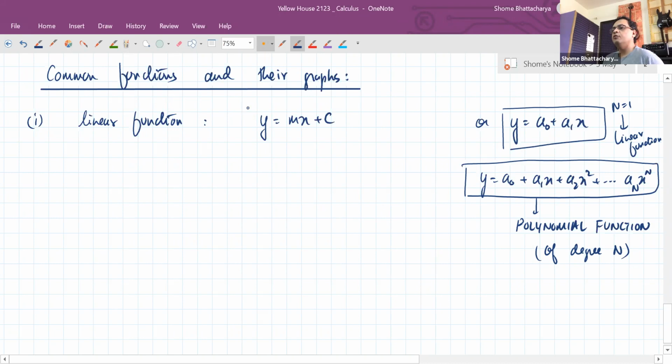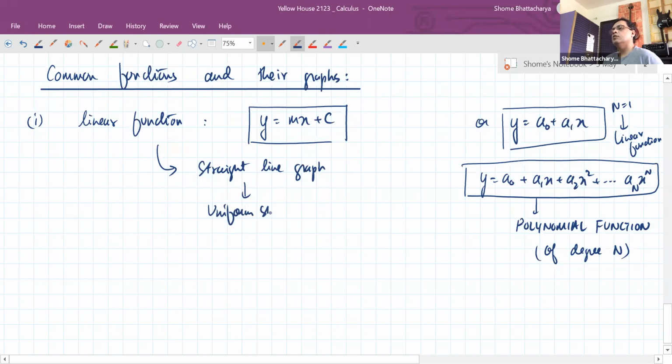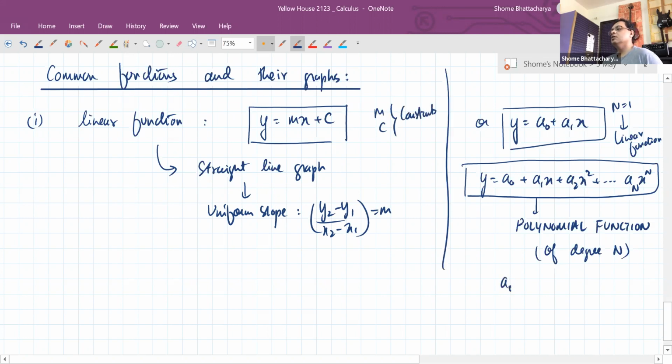So anyway, how does the graph of a linear function look? It's the simplest graph, as you know. The graph is a straight line. Straight line graph, because it has a uniform slope between any 2 points. y2 minus y1 upon x2 minus x1 is a fixed quantity, which is m, because here m and c are constants, as you can see. Here a0, a1, a2 are all constants.